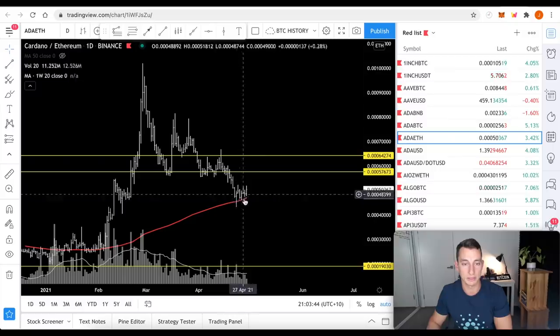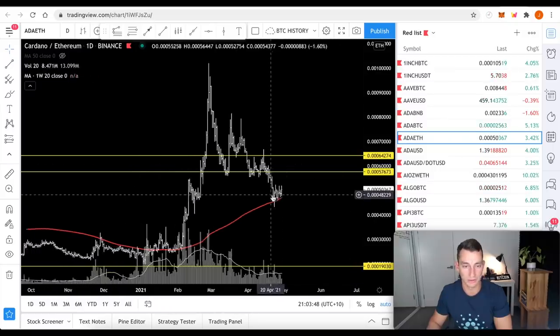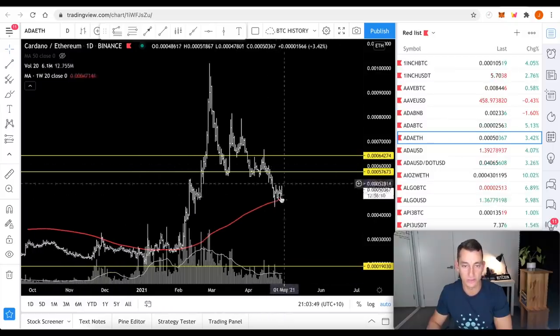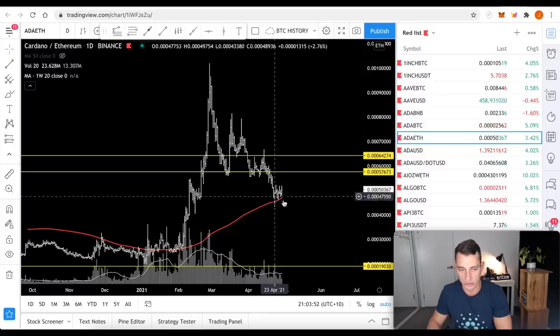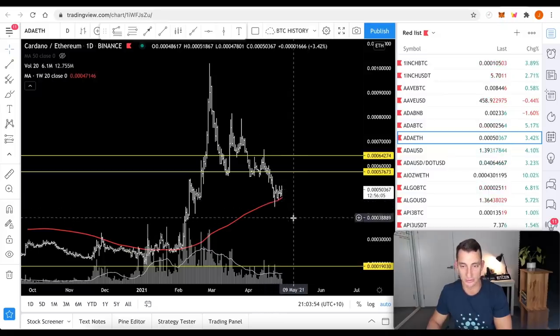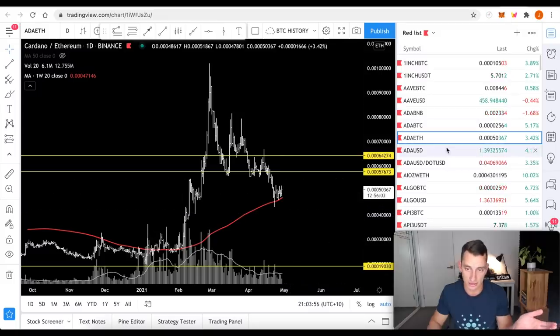ADA ETH bouncing off its 20-week moving average, and a lot of people love that moving average. But this is also starting to form a little bit of a base. I'm not sold on it just yet. We just don't want to see it break down because this could go a little bit further. And then ETH obviously is going to continue going up from that point.